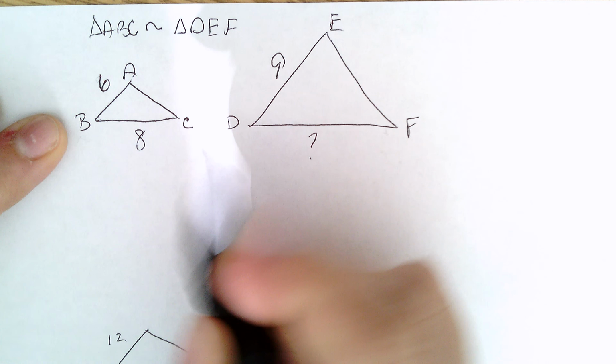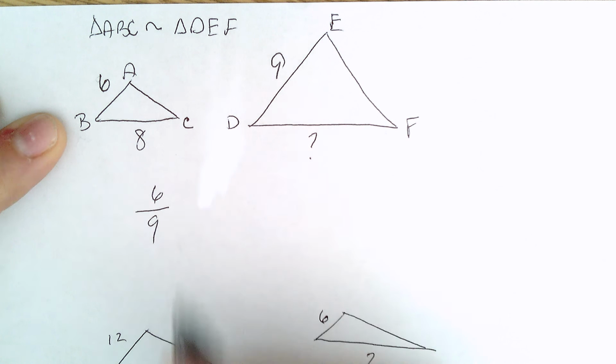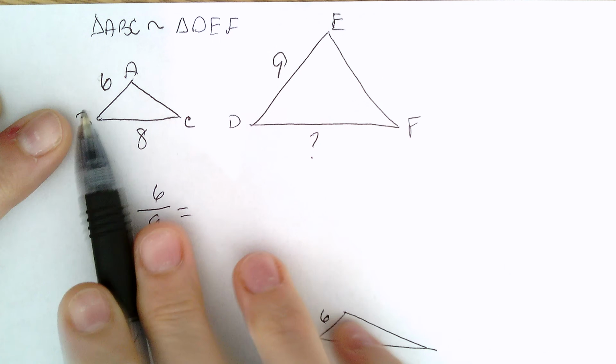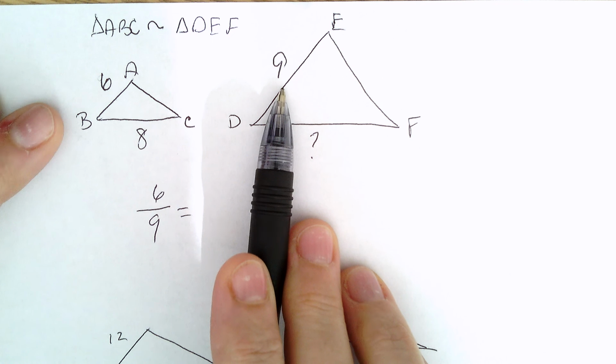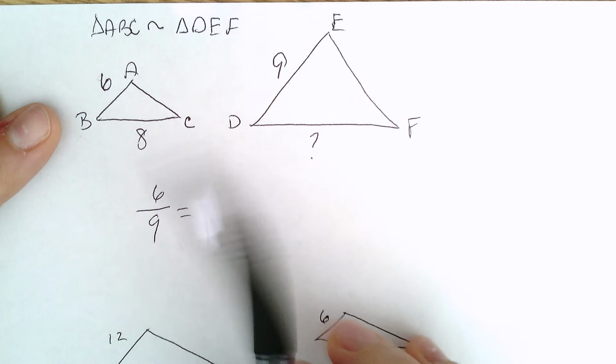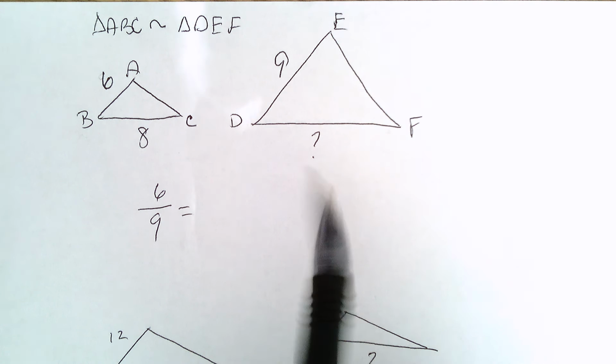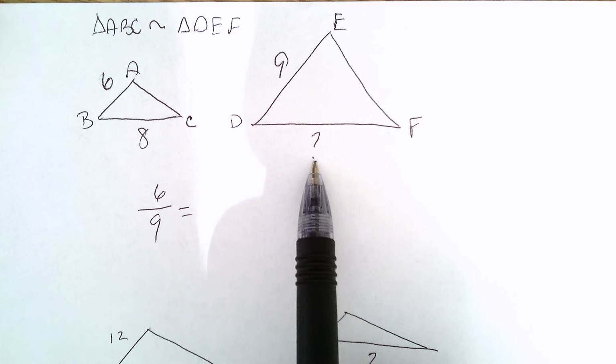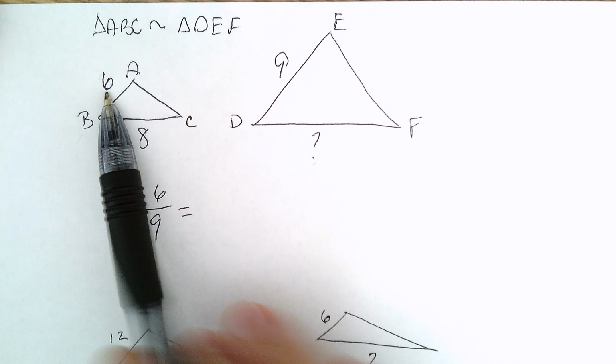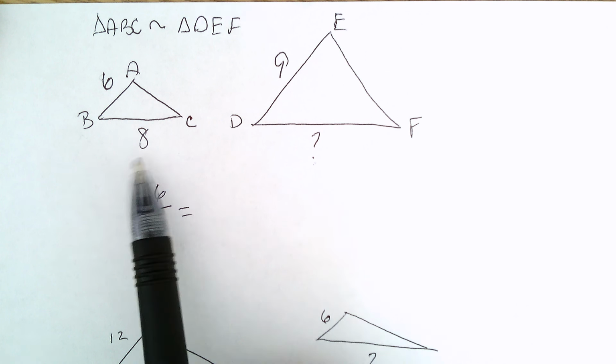So 6 would divide by 9, and then you would set it equal to, so 6 over 9, corresponding sides in a fraction. Okay, so what we're doing is the same thing we did before when we were showing that the proportional, we're setting up the proportions, but this time we're going to have to put a variable in for the side that we're looking for.